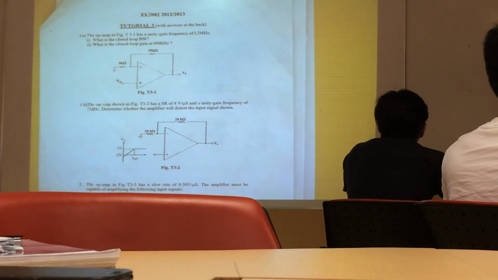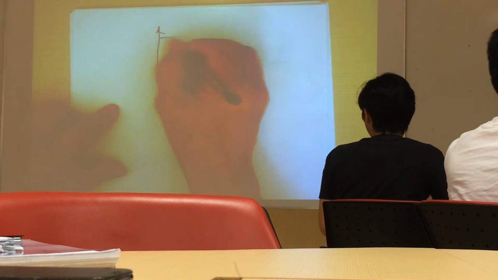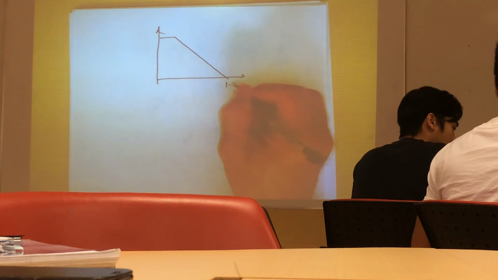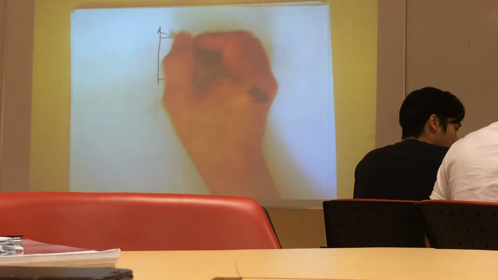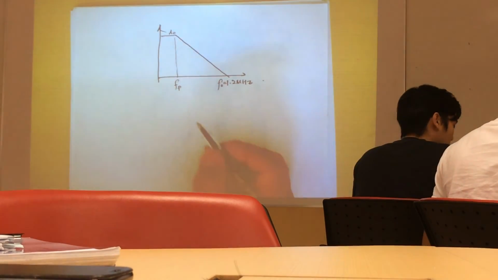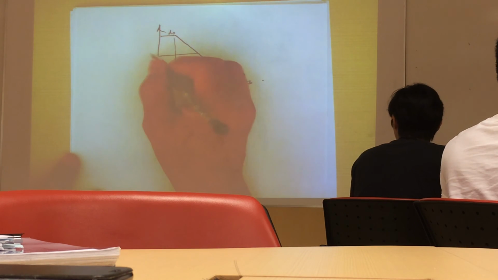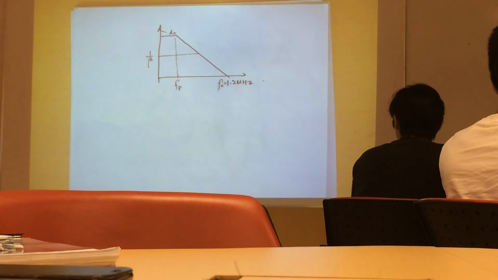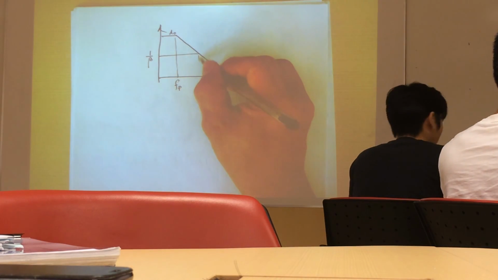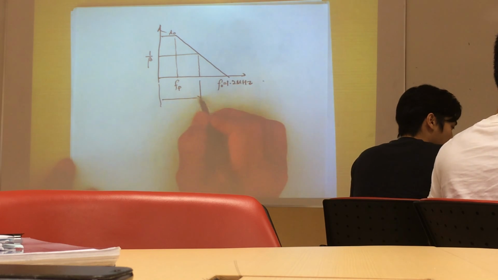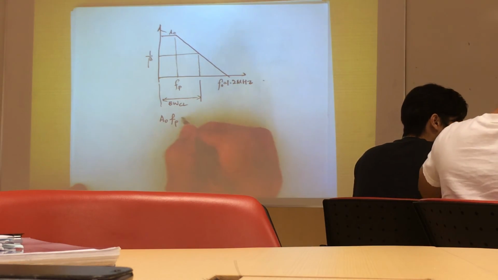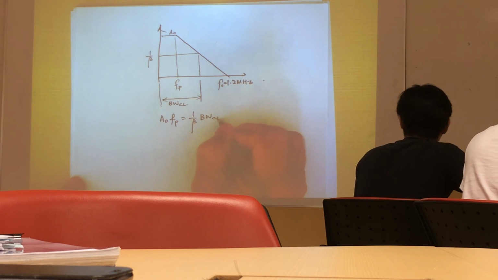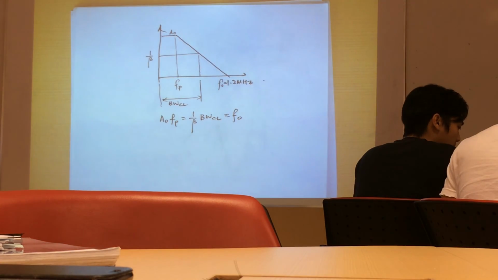So to find out the closed loop bandwidth, we know that this graph ends at this point, which is 1.2 meg. And this here is Fp, this is F0, and this is A0. Every time we close the loop, this would be 1 over beta, where beta is the feedback factor. And this here would be your closed loop bandwidth. In other words, A0 times Fp is also equal to 1 over beta times the closed loop bandwidth, which is also equal to F0. This is the gain bandwidth product.